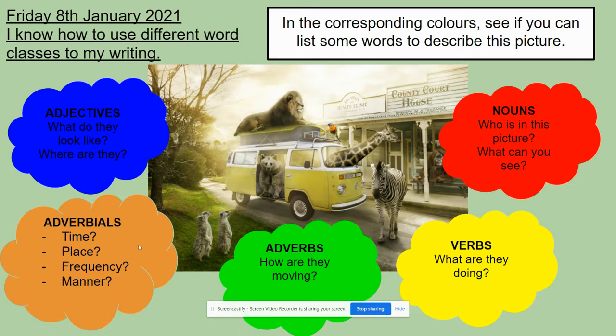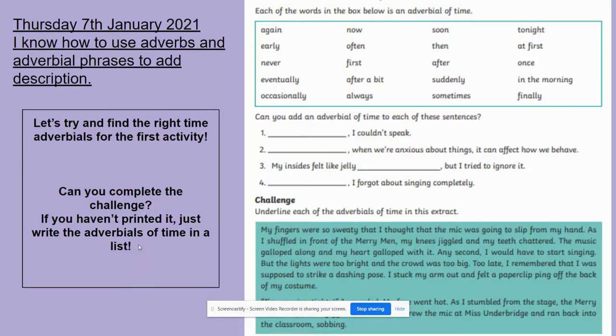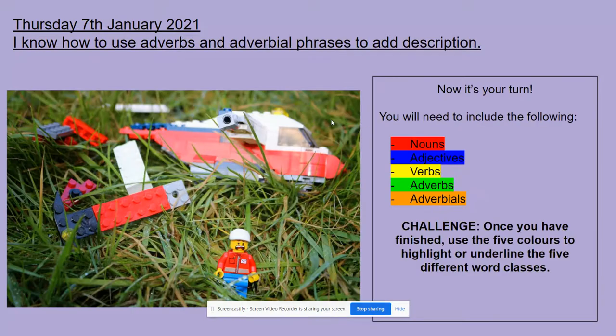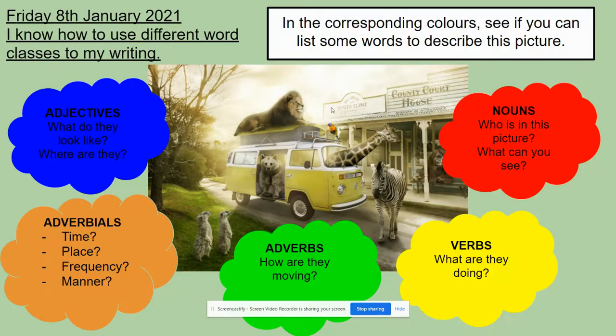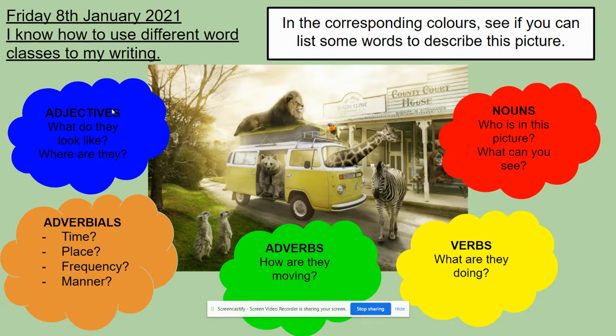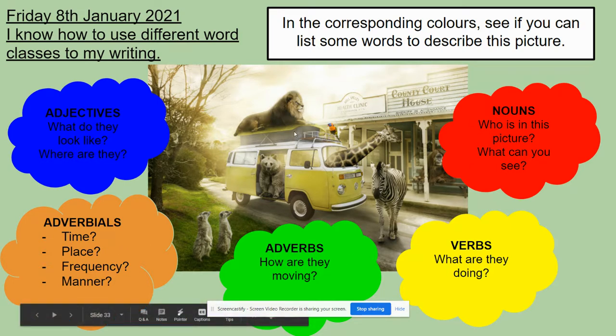You can use these from your previous lesson to help you with your adverbials if you wish. So that's a really good resource to use if you're not feeling sure. And remember, if you're not sure about any of those word classes, you can go back to our previous day's lessons to remind yourselves of what these different word classes are. So you've got 5 minutes to see if you can write down as many adjectives, nouns, verbs, adverbs, and adverbials for this picture.